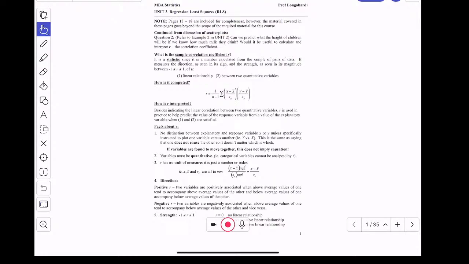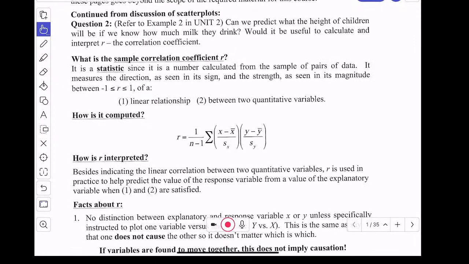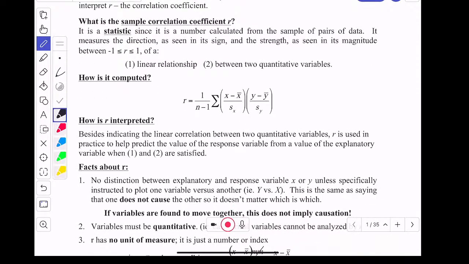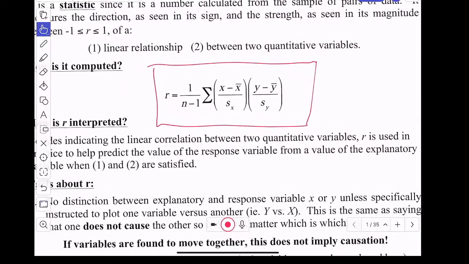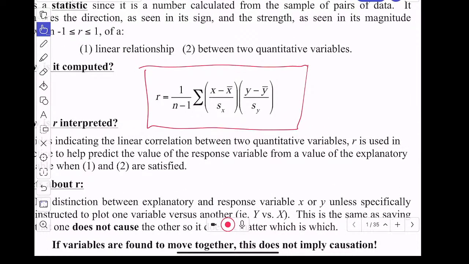So here is the formula for the correlation coefficient. What do you recognize here? Remembering that we only calculate this when we see a linear relationship between two quantitative variables. Otherwise, we don't compute this number. It doesn't tell us about nonlinear relationships.